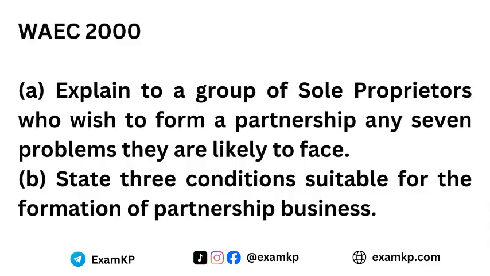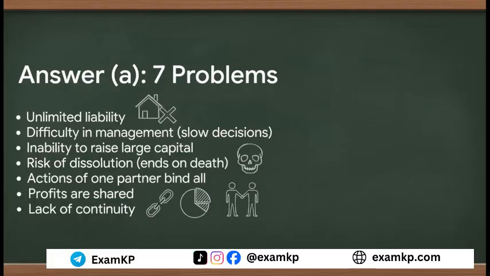So for Part A, you need 7 clear problems to get your full marks. Let's look at a few. Number 1, unlimited liability. Before, only one person was at risk. Now all the partners are risking their personal property. Number 2, slower decision-making. You can't just act on your own anymore. You have to consult and agree. And number 6 is a big one. Profits are shared. That money that used to be all yours, now you have to split it. By listing and briefly explaining each point like this, you are on your way to securing full marks.